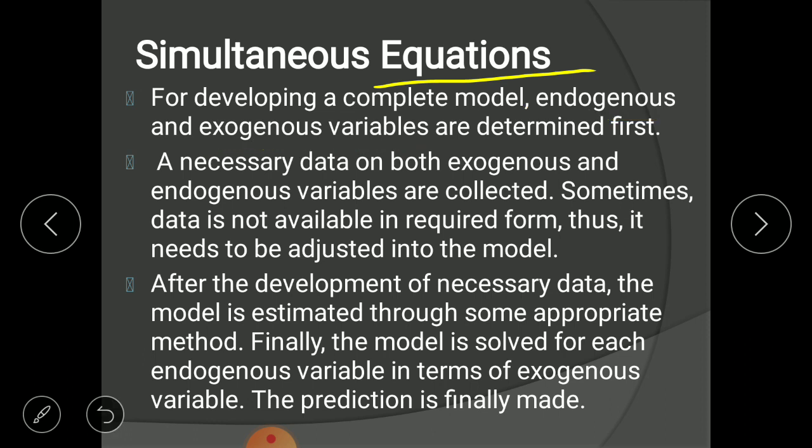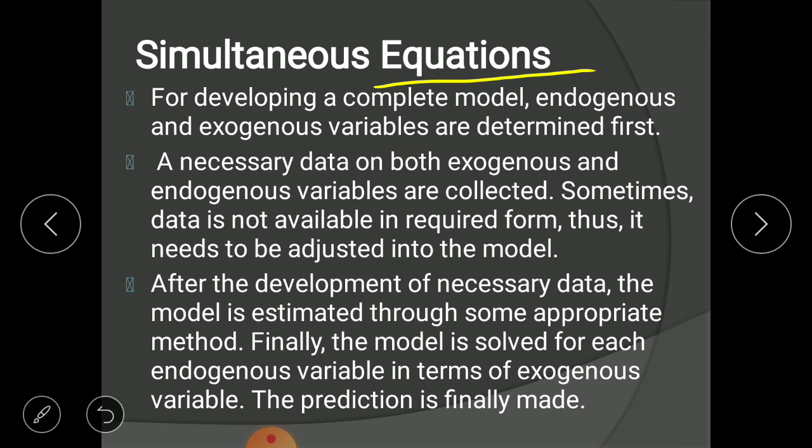Then secondly, it is written here, necessary data on both exogenous and endogenous variables are collected. Sometimes data is not available in the required form. Thus, it needs to be adjusted into the model. See, we need to collect the data of endogenous variables and exogenous variables. Take the example that the shape of a product is an internal variable, but the consumer's income is an exogenous variable. Yes or no? So we need to collect the data of internal factors as well as external factors.